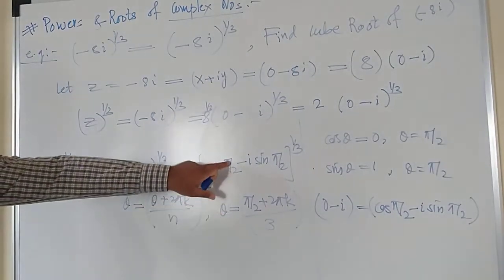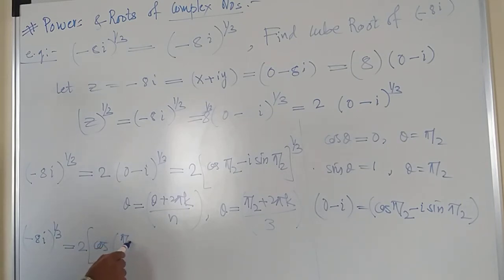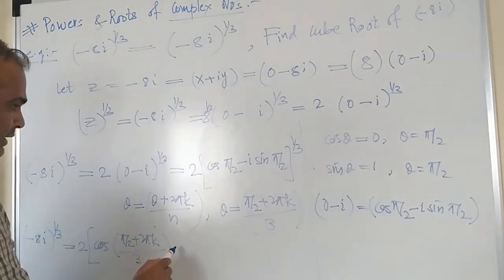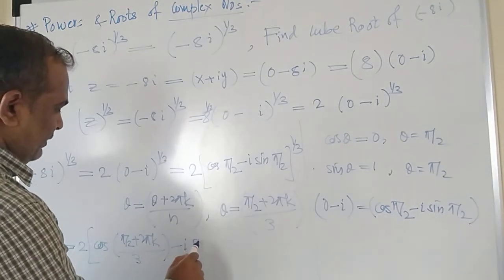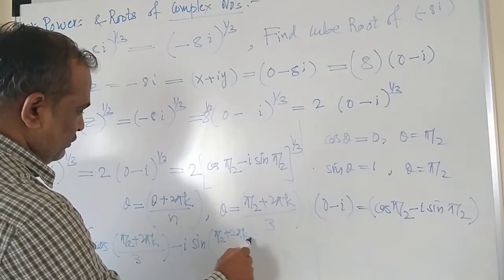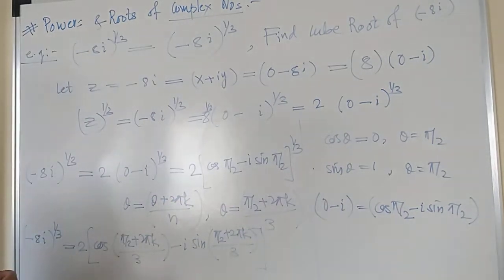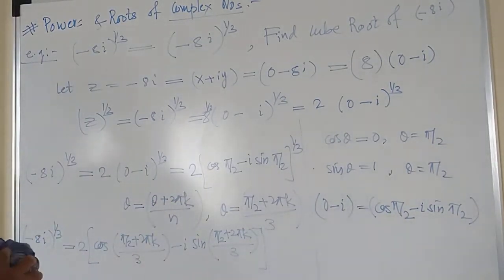Now enter this value here instead of pi by 2 only. So you will get (-8i)^(1/3), and this will be equal to 2 into bracket cos of (pi by 2 plus 2 pi k by 3) minus i times sin of (pi by 2 plus 2 pi k by 3). Got it?